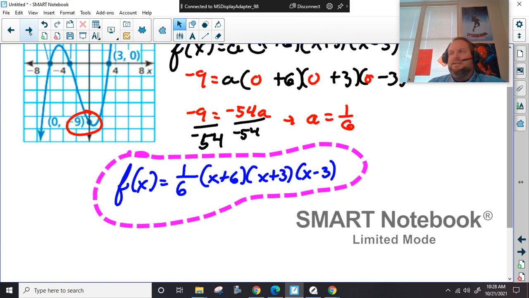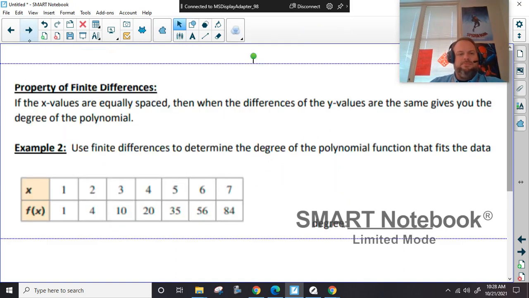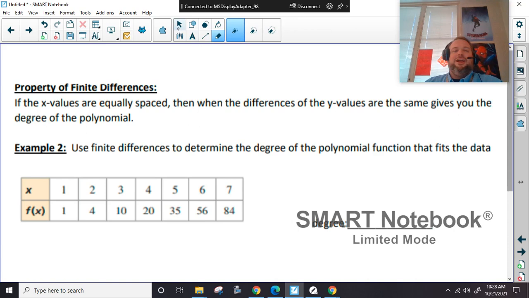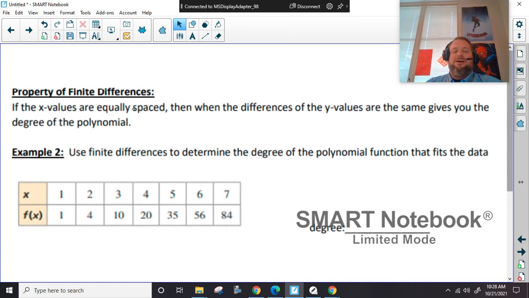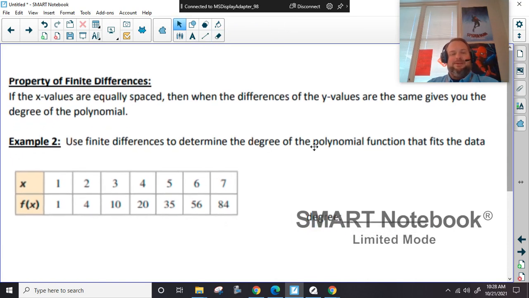All right, to the back. Believe it or not, the way this is written is a lot less confusing than the way it's written in the textbook that y'all don't have. It says if the x values are equally spaced, then when you do the differences of the y values and it gives you the same number, that's the degree of the polynomial. Now, even I typed that out and I was like, that still sounds confusing.